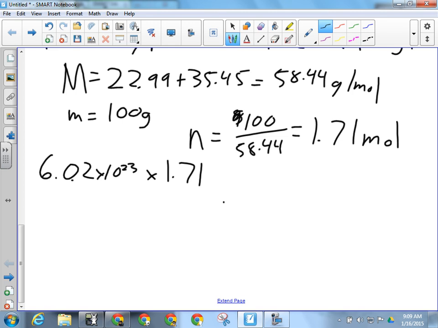The other way would be they gave you the number of particles to start with, and your first step is to divide by the number of moles. And maybe you have to find that first. Does that make sense? So that's when you use Avogadro's number. Anytime it gives you the number of particles or asks for the number of particles, you're going to use Avogadro's number.